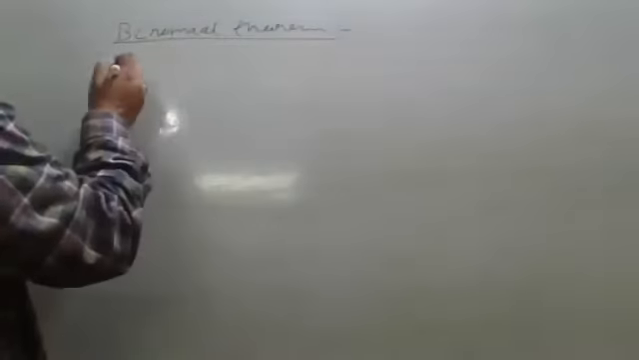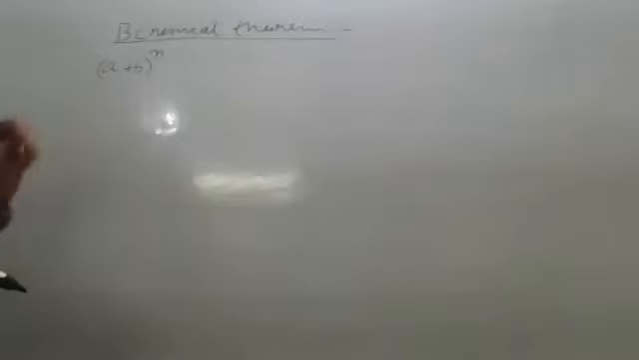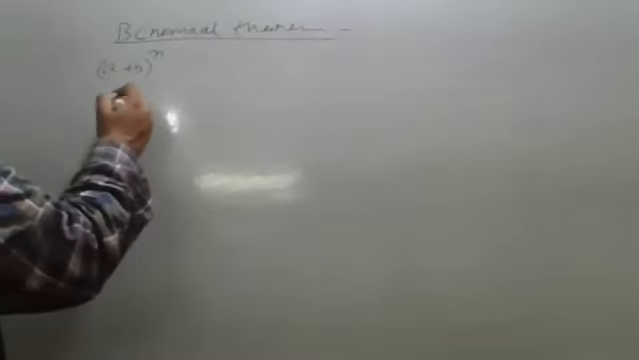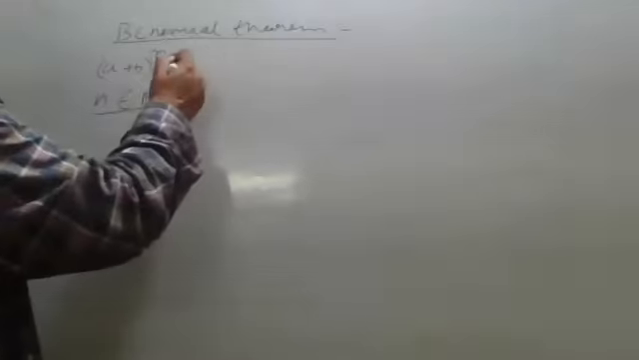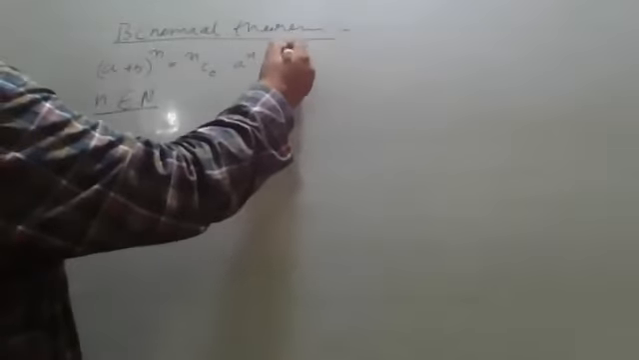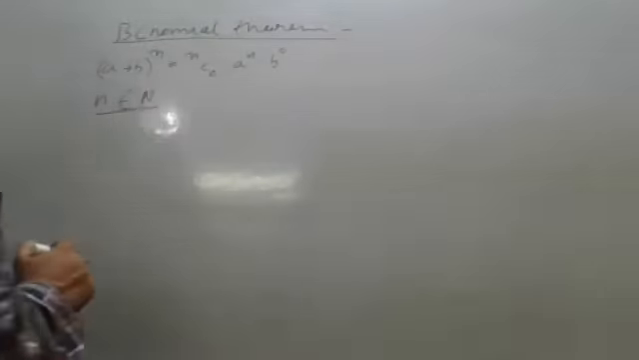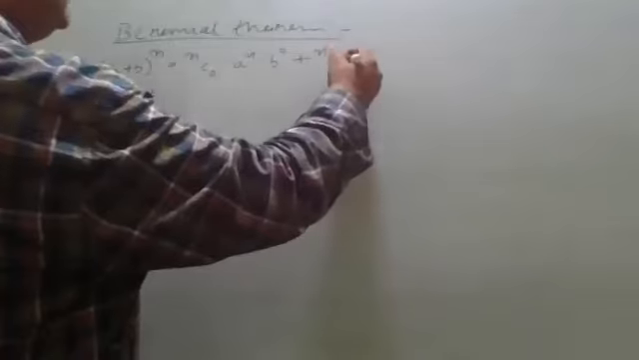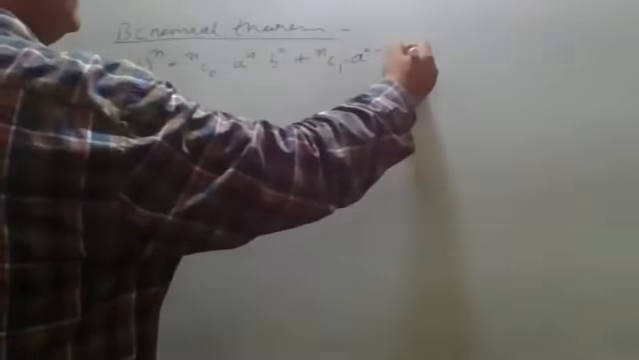Now, what is the binomial theorem? Let's discuss that. If it is (a + b) to the power n, where n belongs to the natural numbers, (a + b)^n will be nC0 a^n b^0, so maximum power of a. What is the meaning of nC0? I am going to discuss that also. First write only nC0, then nC1 into a^(n-1) into b^1.